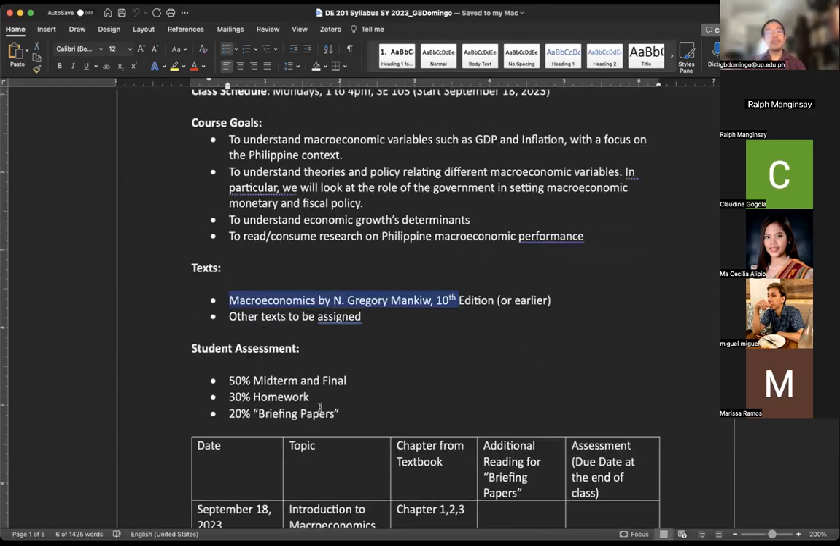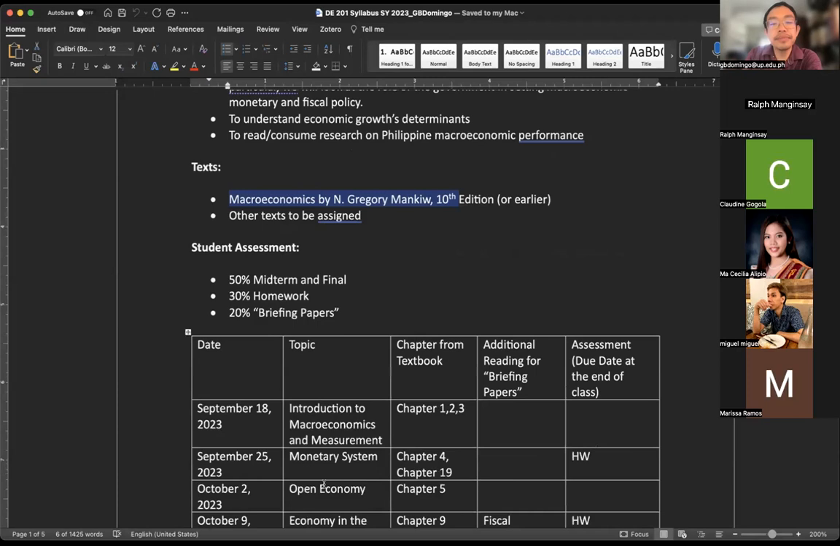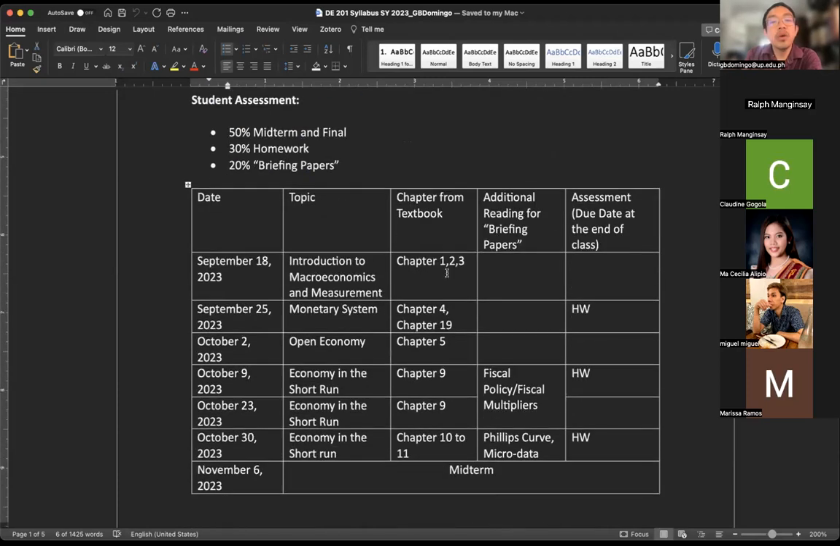So what is our assessment? We've got a midterm and a final, and nakaschedule na siya dito. We probably will not finish 1, 2, 3. So yung mangyayari is we'll try to follow this as much as possible, but if not, we'll just move to the next week kung ano yung hindi natin natapos and so forth. However, that's going to be the policy until the midterm.